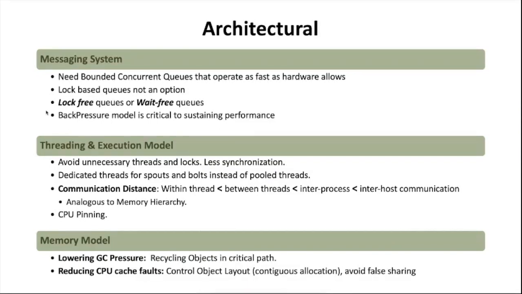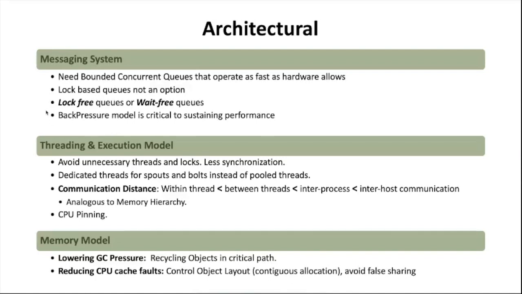Communication distance is a very key idea. Communication distance is how cheap it is to communicate. Within a thread, it is very fast to communicate between methods, even if you use a simple queue there. If you're crossing thread boundaries, messaging between threads, that's significantly slower. Interprocess is even slower because now you have to serialize and deserialize. Finally, inter-host communication is the slowest. This idea is similar to the memory hierarchy for CPUs accessing memory. In my view, this is one of the most important ones.